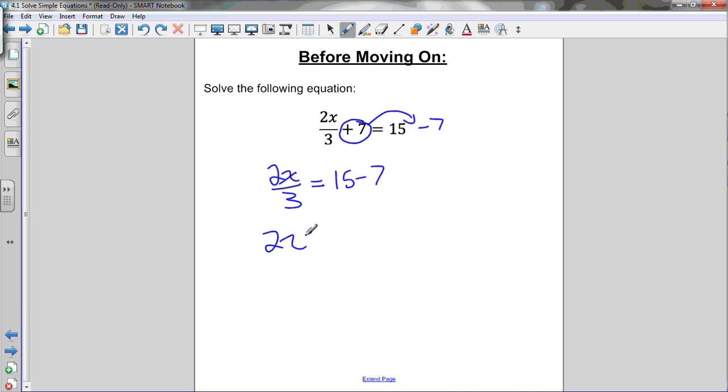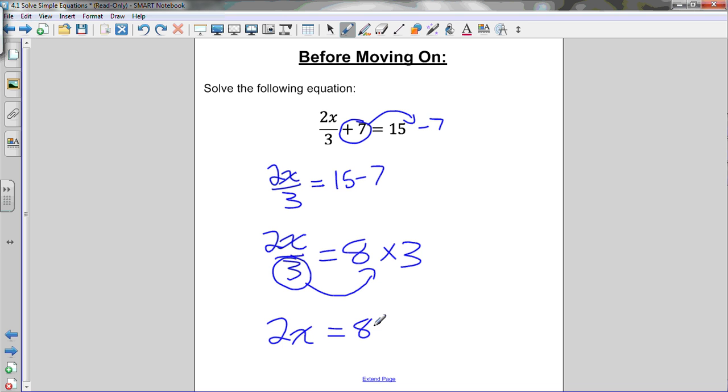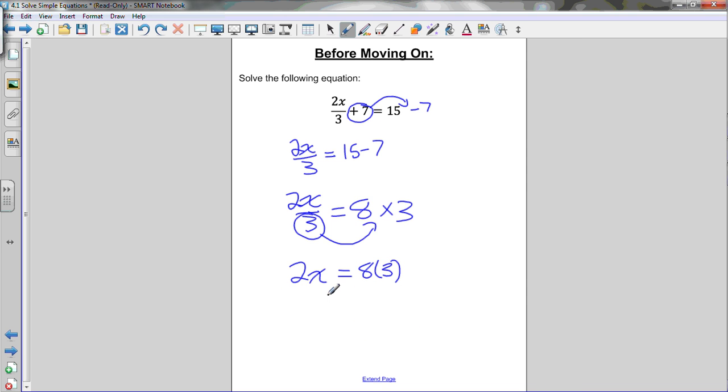Let's simplify. 2x over 3 equals 15 minus 7. 15 minus 7 is 8. Okay, so now I have 2x divided by 3 equals 8. Let's isolate this 2x now by moving this 3 to the other side. So right now on the left side, I'm dividing by 3. The opposite of dividing by 3 is multiplying by 3. So to bring it to the right side, I must multiply by 3. So I have 2x equals 8 times 3. Therefore, 2x equals 24.